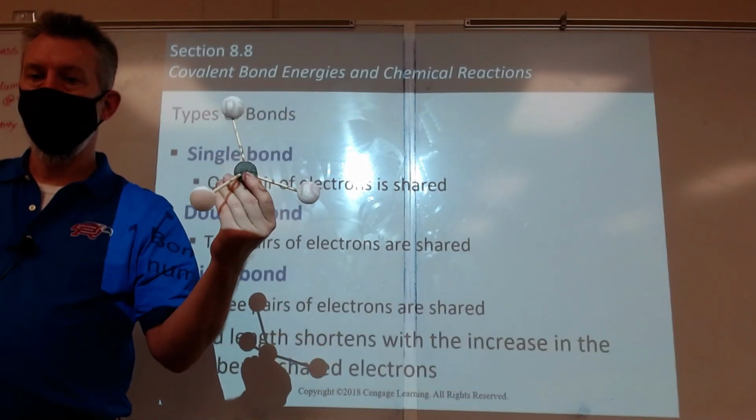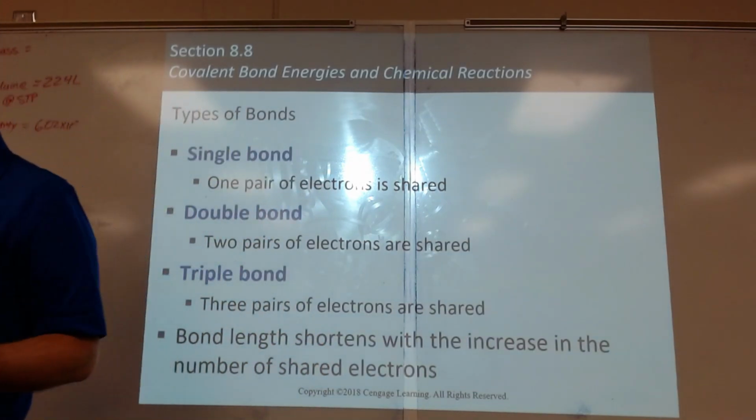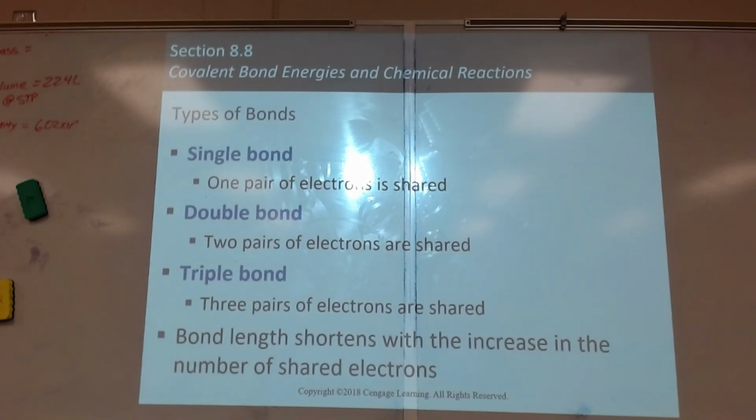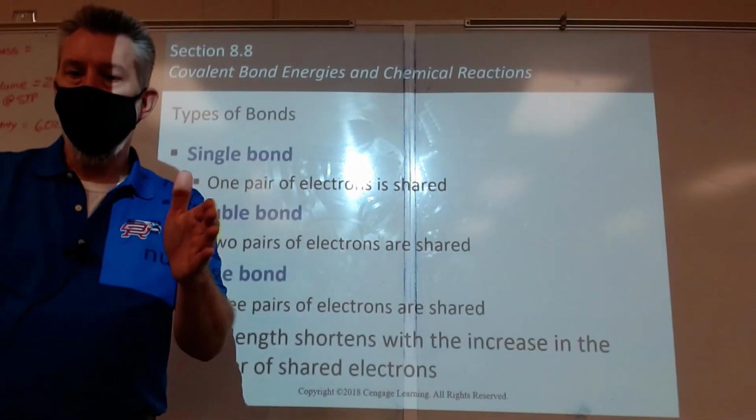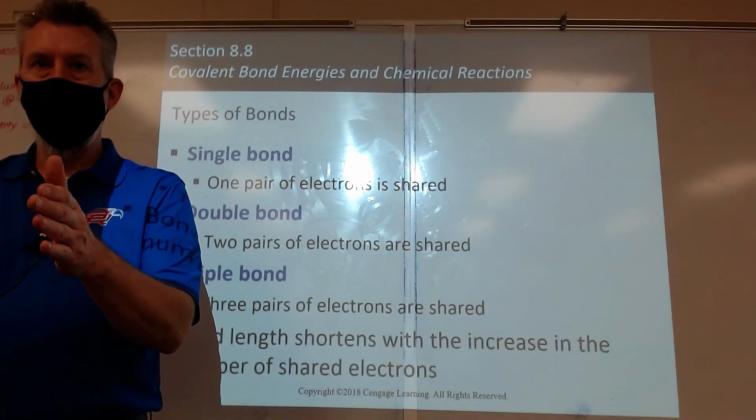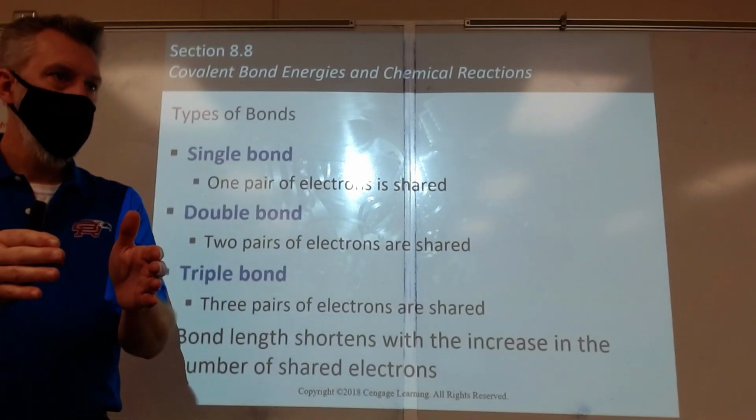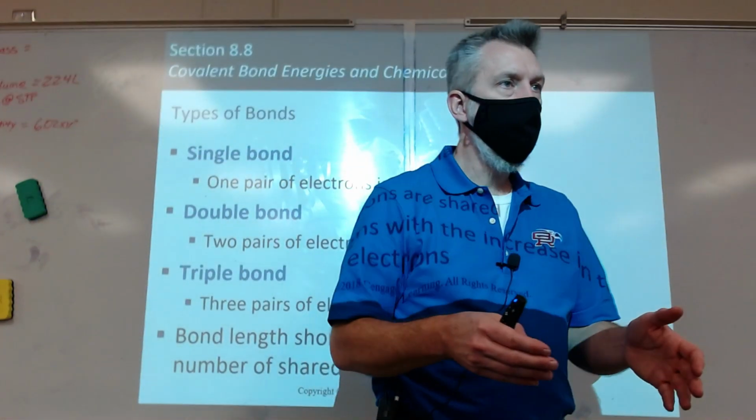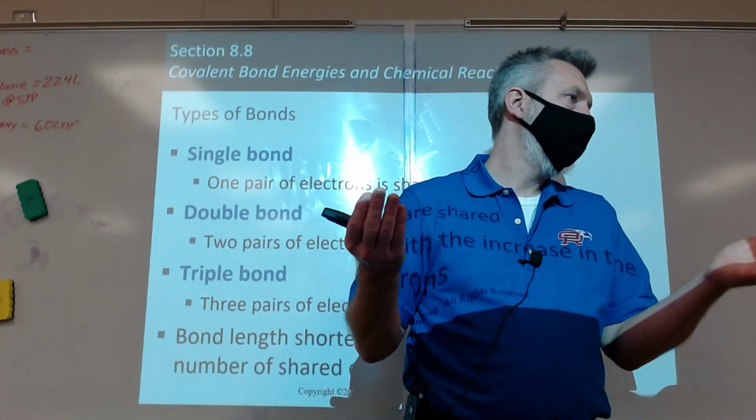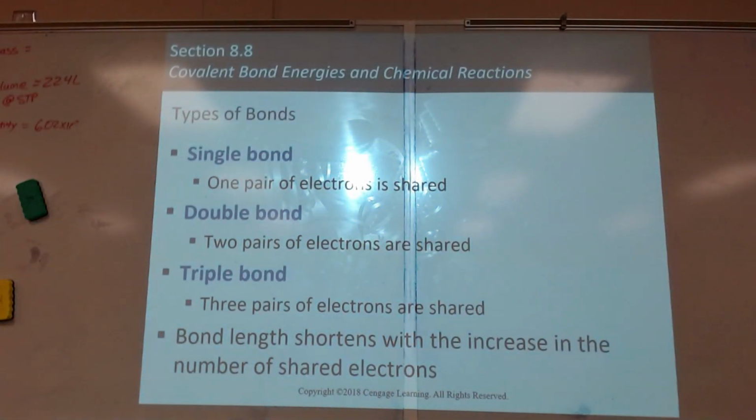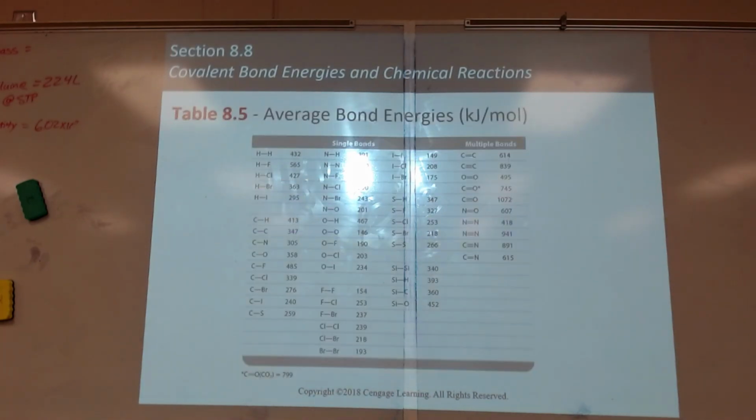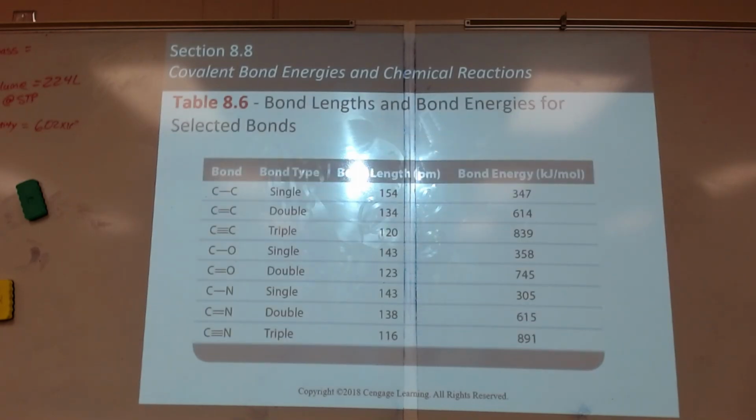Those of you at home, this is the model we're talking about. I can't have all 4 of them pointed at you. Okay? The number of shared electrons causes the gap between the nuclei of the 2 atoms to close. So the more electrons that are shared, the shorter the gap. Again, stuff we went over, we're just talking about the why. Here's some bond energies, bond lengths and bond energies together. This is table 8.6, right?